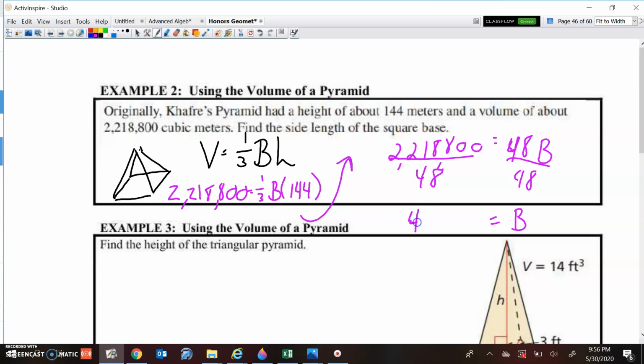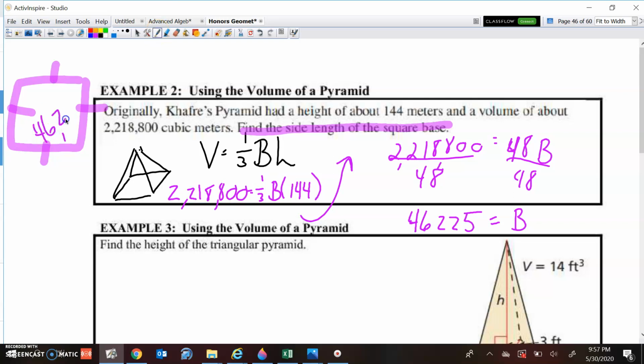We have 46,225. That's the area of my base. Now that's not what they're asking. They're asking to find the side length of the square base. Okay, so we know that our base is square, which means that all of our sides are congruent. So if the area of this entire base is 46,225, to find one side, I'm going to take the square root of 46,225. Okay, and that's going to give me one side.